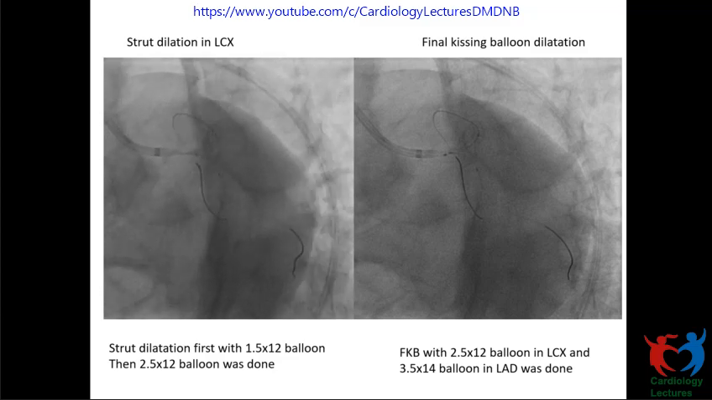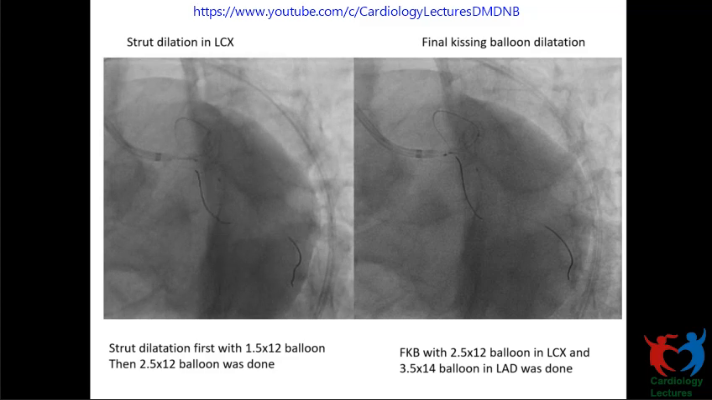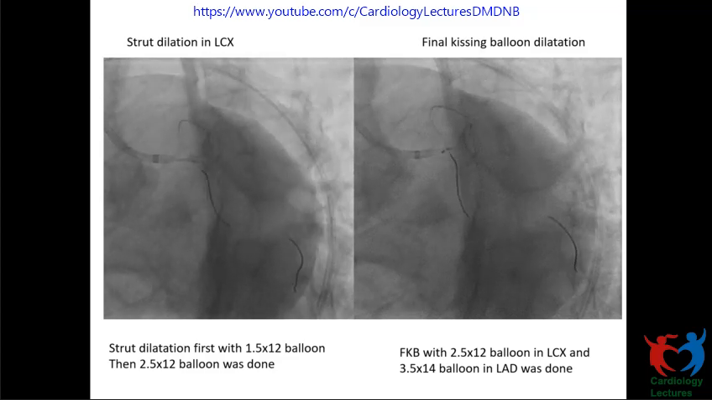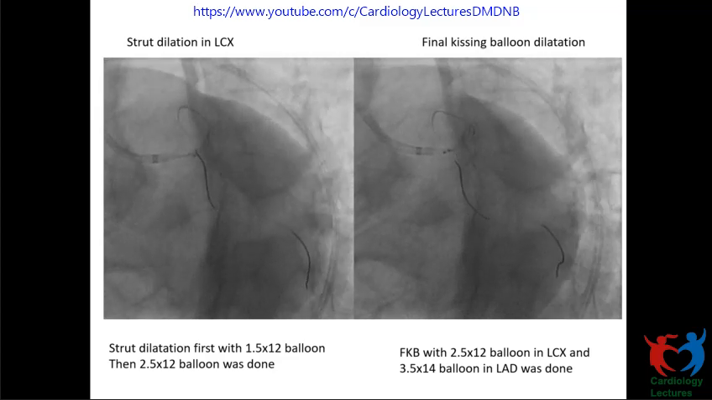Other 2 cases are also there, so let's go a little faster. After the wire crossing, we did balloon post-dilatation of the LCX. First we dilated the struts with 1.5 into 12, followed by 2.5 by 12, and then we did the final kissing with a 3.5 into 14 balloon in the LAD.